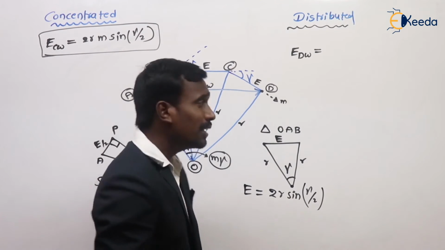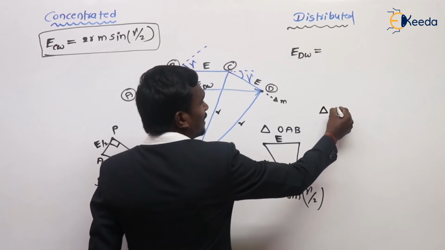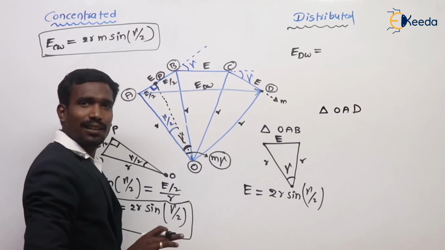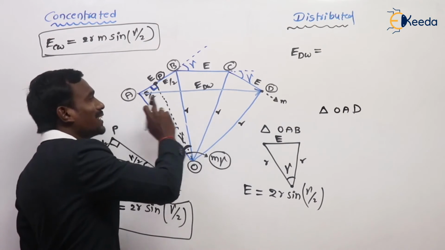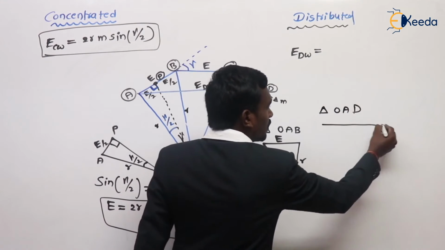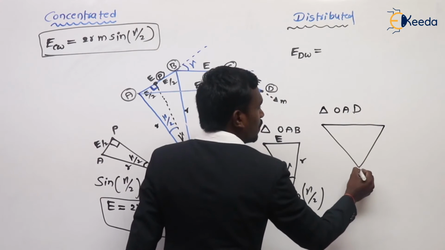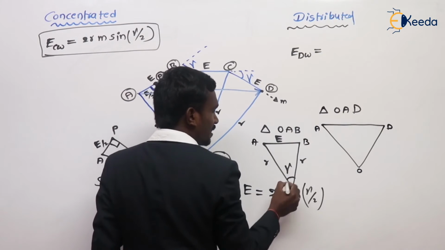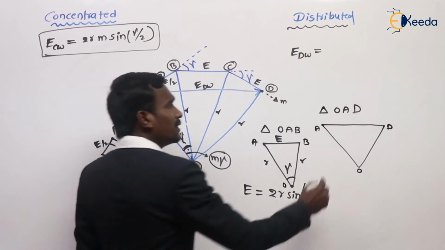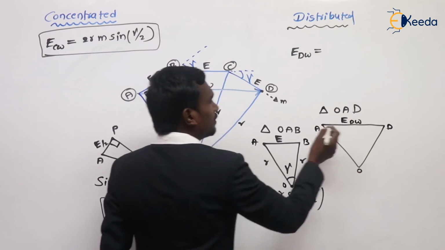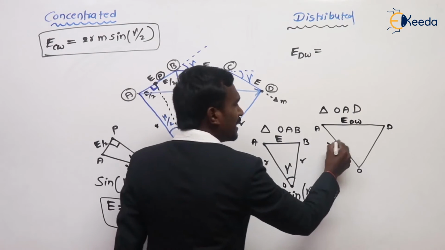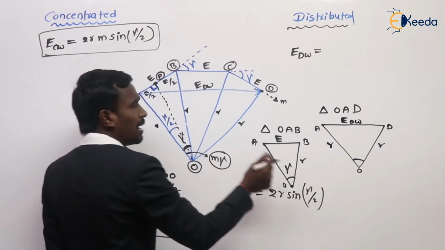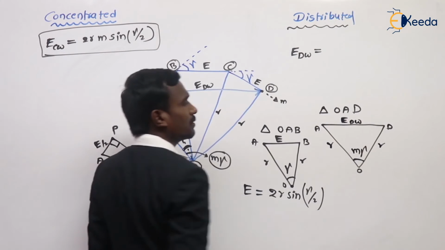Similarly, take the triangle OAD. This is OAD. This is OAB, right? But this is OAD. This is the EMF of the distributed winding. This is radius R, this is radius R. Can you tell me what is this angle? M times gamma, nothing but M gamma.